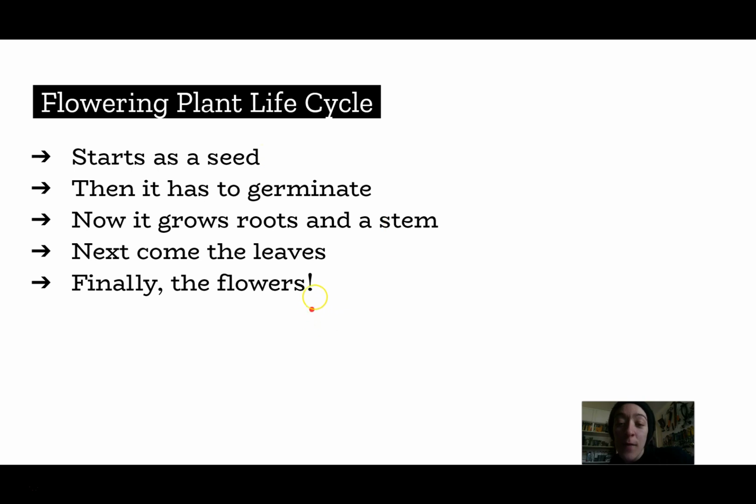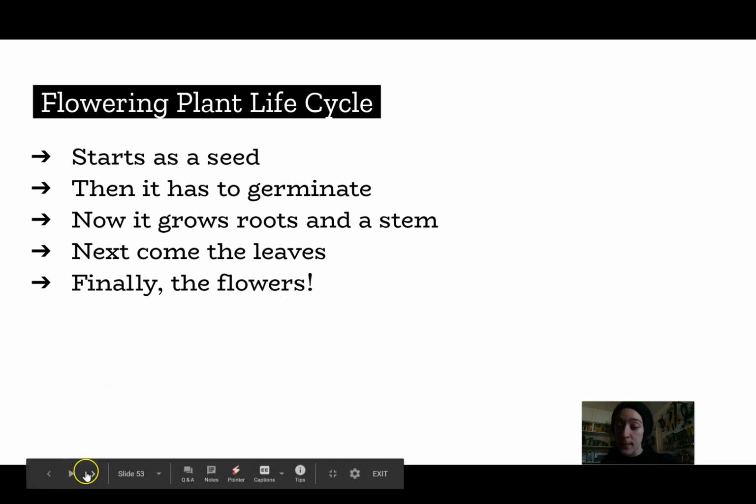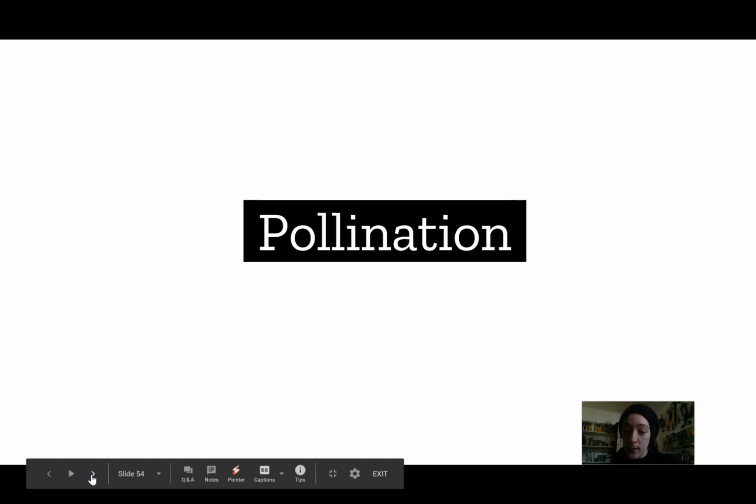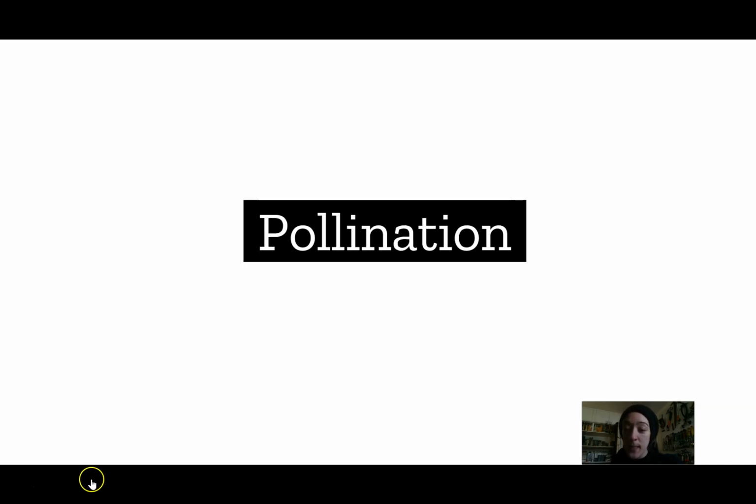But how do we get from flowers to seeds? Right? There's one more stage of the life cycle that links those two up. It completes the cycle because this next stage is what allows flowers to make seeds. So last but not least, the pollinators do their deed. So pollination is step 6.